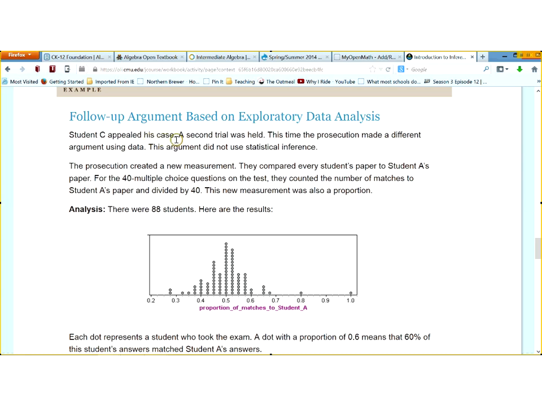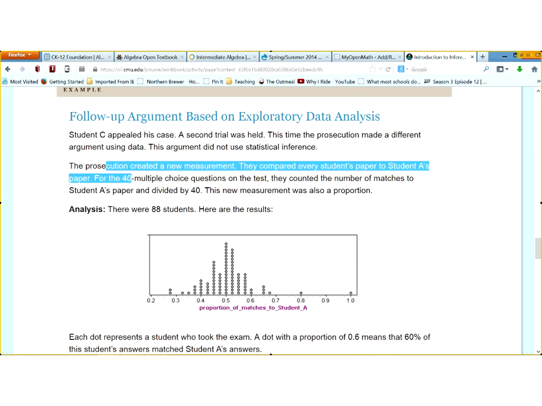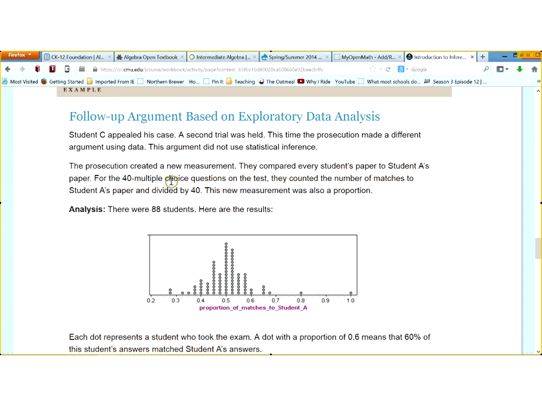There was a retrial. Student C appealed this case. So now what they did was they took every other student's paper, and then they matched the questions. There were 40 multiple choice, and they counted the number of matches with student A's paper and divided by 40, and they did it for all of the students in the class.